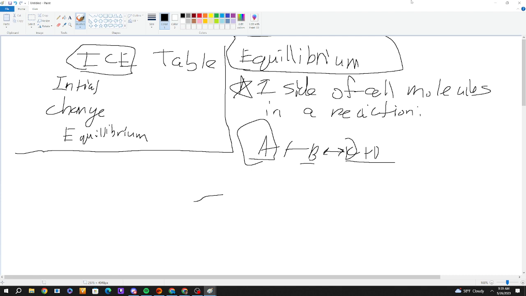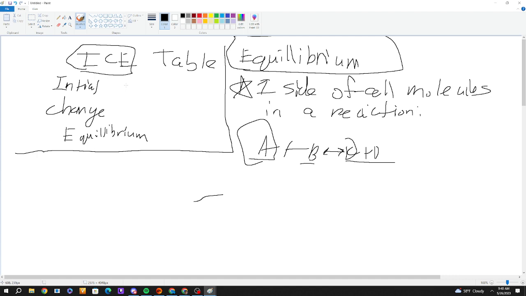And by the way, A and C or B and D, right? If you only have A and C or B and C or B and D, nothing is going to happen, because those two are not going to react together to form the reaction you want, okay? Anyways, let's go to ICE tables.